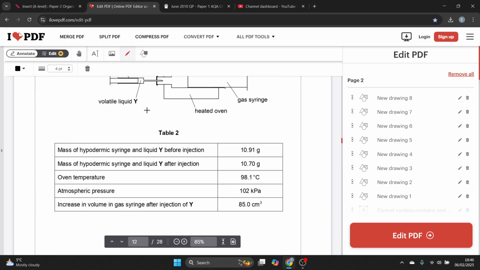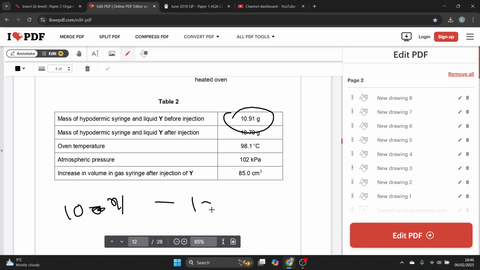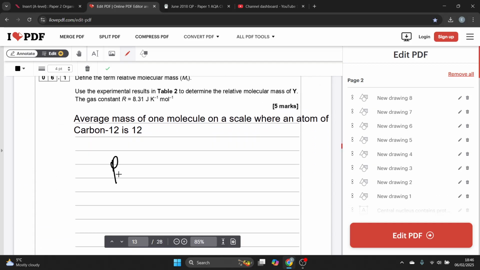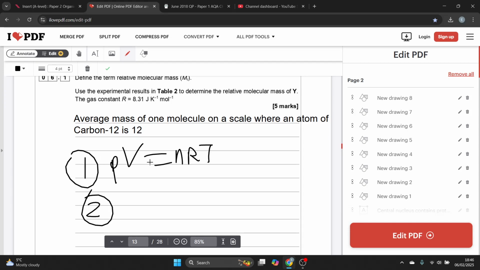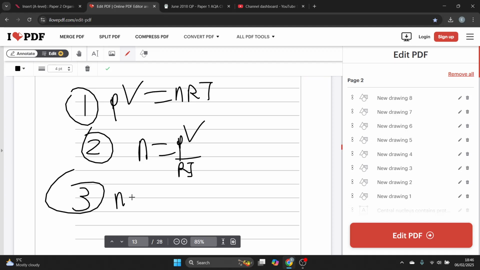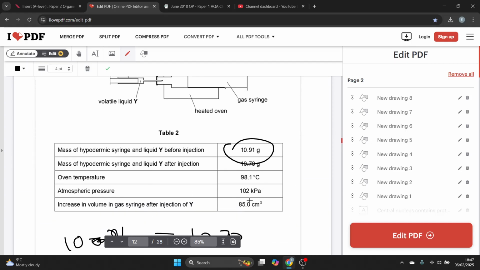Well, first thing I'm going to have to do is use this. I'm going to do 10.91 minus 10.70 to find out the mass of this Y, which gives me 0.21 grams. Now I'm going to have to obviously use PV equals nRT. That's the first step. Then I need to rearrange it to get n, which is PV divided by RT. Then I'm going to substitute my values in.